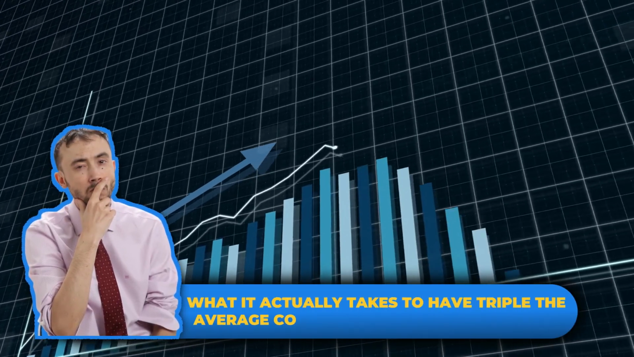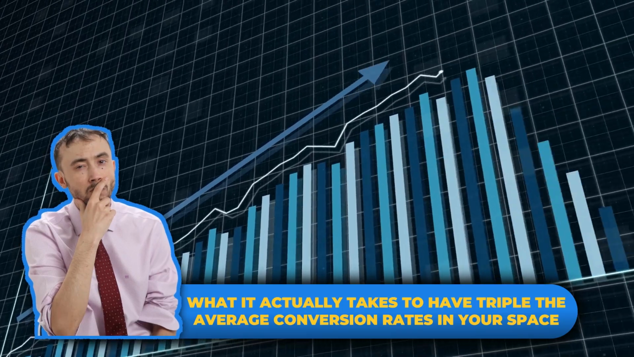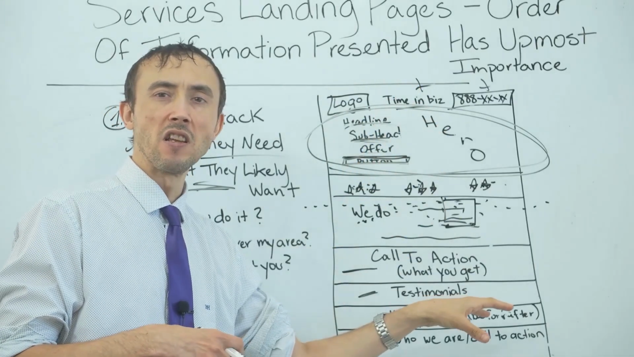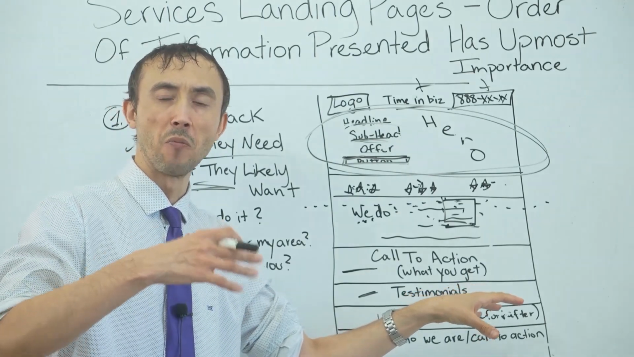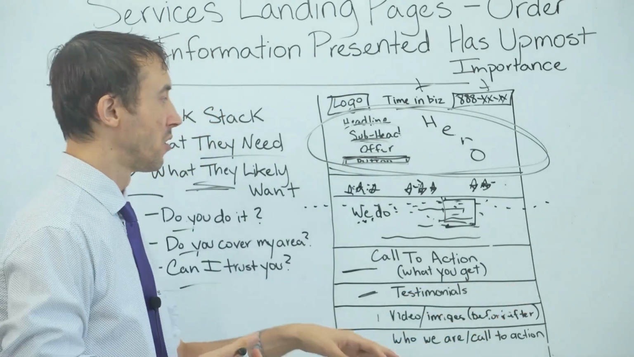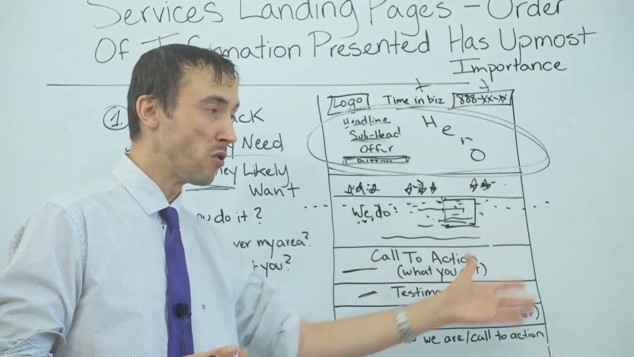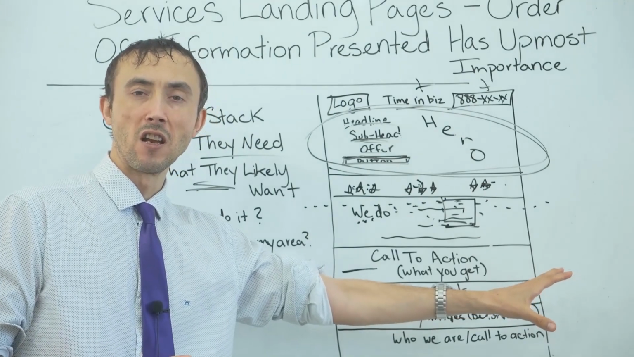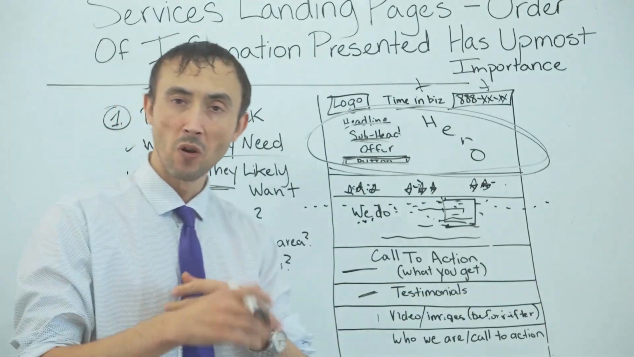what it actually takes to have triple the average conversion rates in your space, given that the average person's not going to want to do nowhere near the work necessary to help their users out at that level. Therefore, if you do it and users always basically like this, you're going to end up with triple the conversion rate than anybody else in your space for the same people, same traffic.